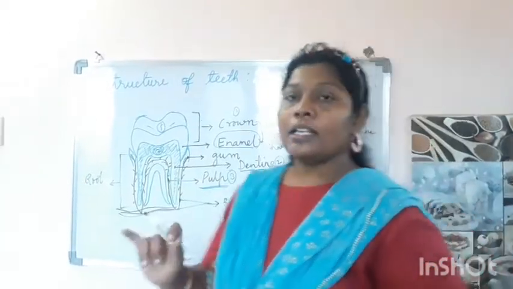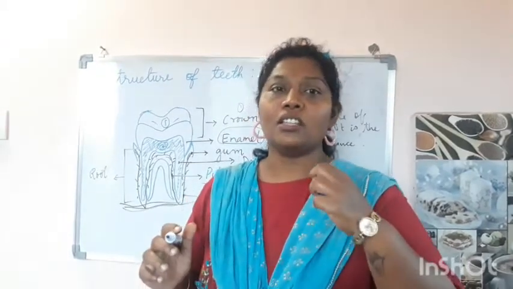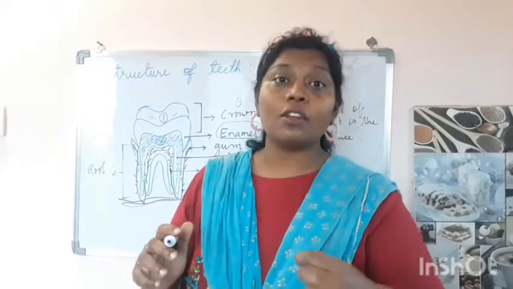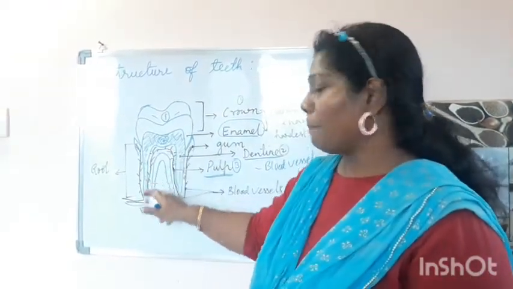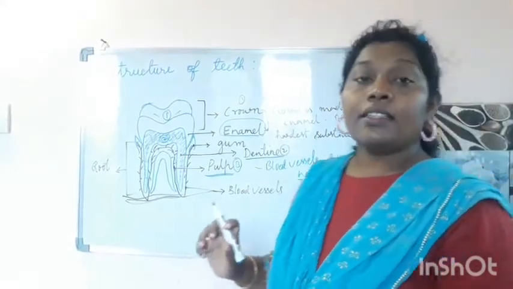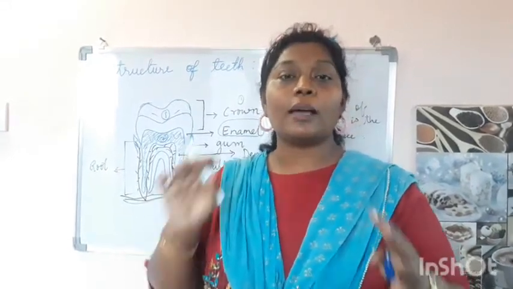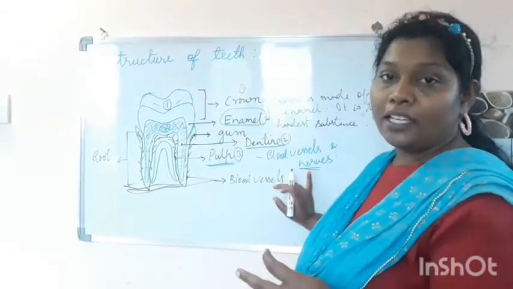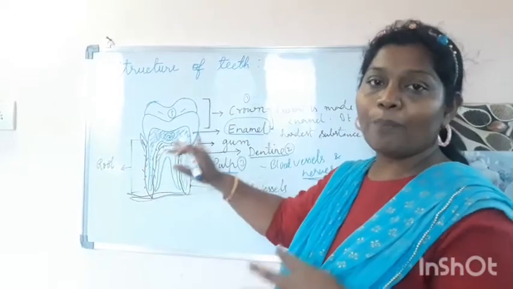So, children, sometimes you can observe if you are having any pain in the tooth. How can you know that? You can know only because of the nerves which are passing through the pulp. The nerves carry the sensory part. It will give you the sensation that something has happened in your mouth. So the nerves are making you learn that something has happened to the teeth.